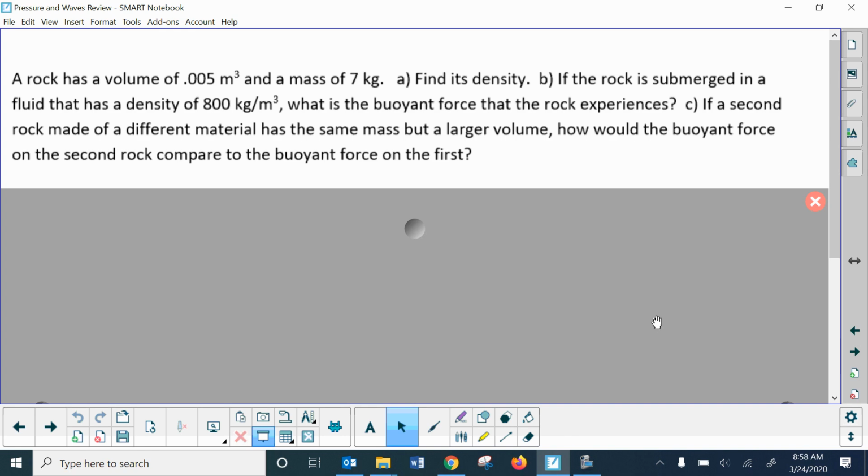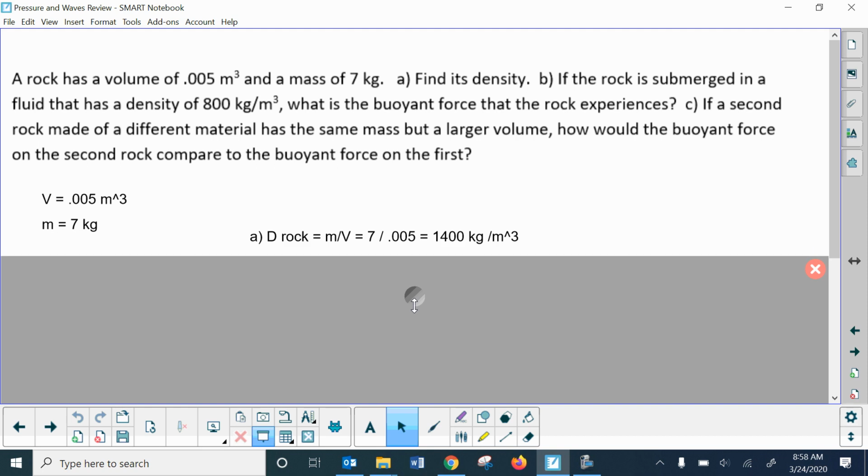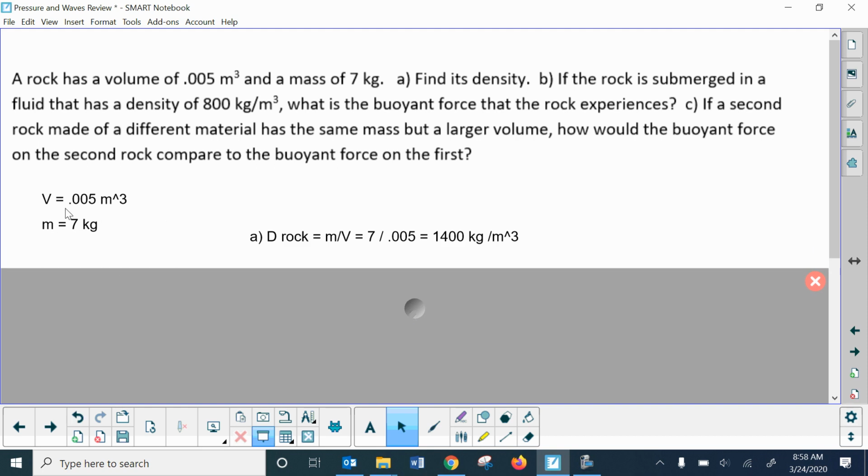Then we got into a problem with volume and mass and density and such, and buoyant force. So it says a rock has a volume of 0.005 meters cubed and a mass of 7 kilograms. Find its density. So this part is pretty straightforward in the beginning. They give you the mass and the volume. The density of rock is what you're trying to find. So that's just the mass of the rock divided by the volume of the rock. So 7 divided by 0.005 gets you 1,400 kilograms per meter cubed.